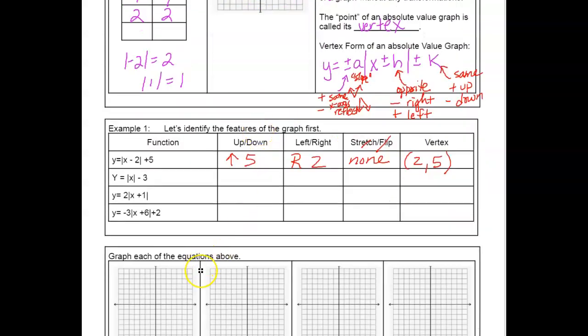All right. Let's look at our second example. There's no number in front, so we don't have a stretch or a flip. There's no number inside, so we're not going to go left or right. So that means our x value is actually 0. And then this -3 is outside the absolute value, so we're going to go down 3 units. And so this will be -3. Okay, so see how I say down 3, but when I go to the vertex, I write -3 because that's down.